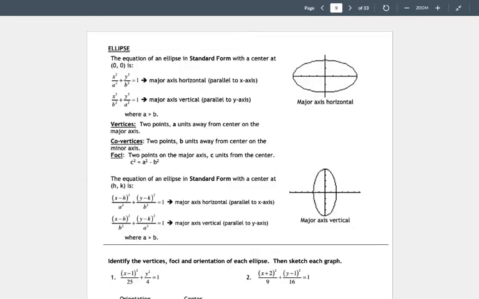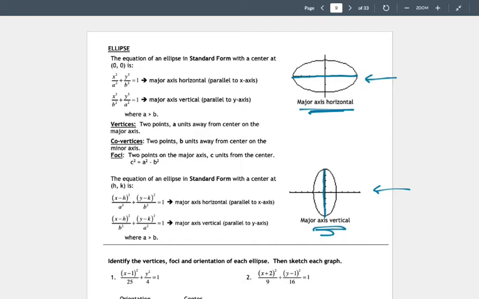Okay, so we're going to be talking about ellipses. They can either be horizontal and they look like this, or they can be vertical and they look like this. Your major axis is what makes it horizontal or vertical. This right here is your major axis. This right here is your major axis. It's the longer axis. The minor axis is the shorter axis.